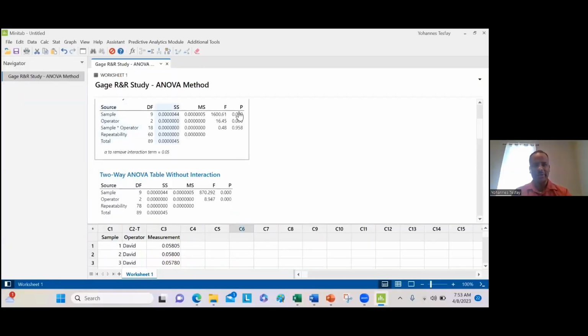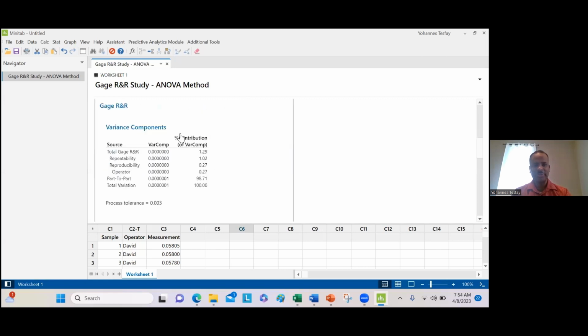Sample, you see, part-to-part operation is significant. Operator is significant. Sample to operator is insignificant. And no interaction effects. No interaction.